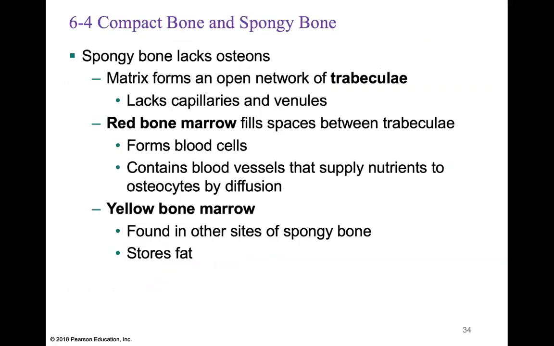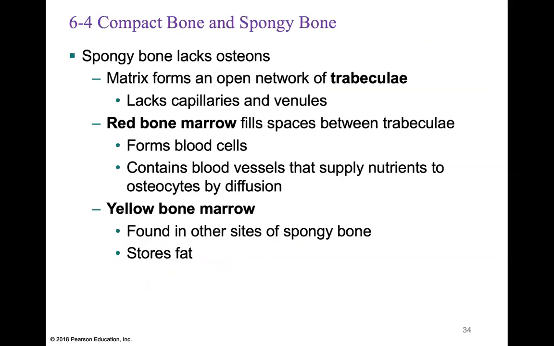Now, spongy bone will actually lack osteons. The matrix forms an open network of trabeculae. This will lack capillaries and venules. Red bone marrow will fill the space between the trabeculae. This forms the red blood cells. The red bone marrow does.